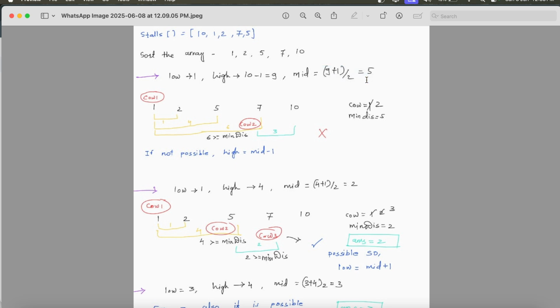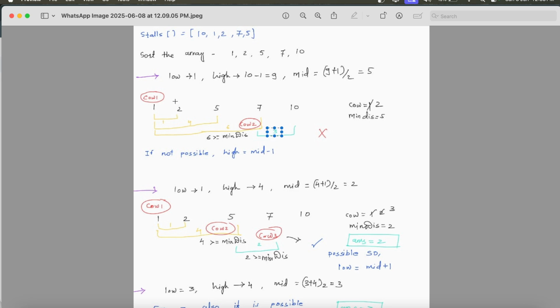This could be a possible answer. So now we see between 7 and 10, the distance is basically 3. Is it going to be the answer that we are trying to look for? Because we are trying to see if 5 is something we can achieve. So this 3 is something we cannot achieve. So now we come out of the loop.